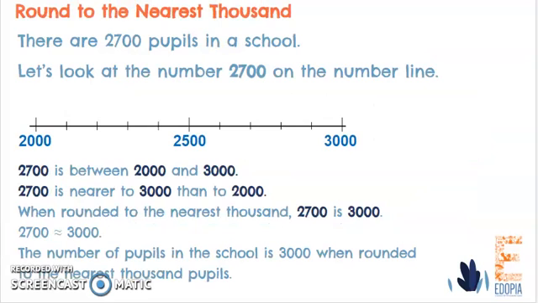Now let's learn how to round a number to the nearest thousand. There are 2,700 people in a school. Let's look at the number 2,700 on a number line. So 2,700 is between 2,000 and 3,000 on a number line of thousands. We have marked the middle of this number line, that is 2,500. If we have to place this number 2,700, I would place it here. Now if I look at the number line, this number is closer to 3,000 than to 2,000. This means when rounded to the nearest thousand, 2,700 is 3,000. The number of pupils in the school is 3,000 when rounded to the nearest 1,000 pupils.